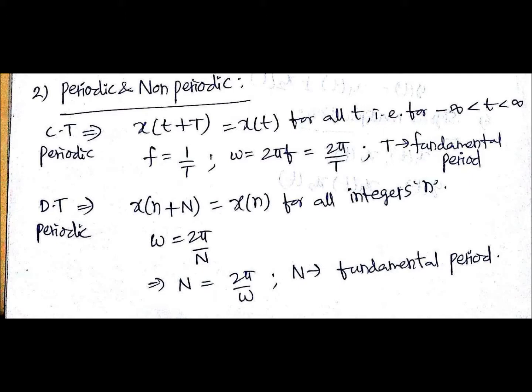Similarly, in case of discrete time, periodic is defined like this: x of n plus capital N equals x of small n for all integers n. So here angular frequency omega is 2 pi by capital N, and capital N is equal to 2 pi by omega. And similar to continuous time, capital N is the fundamental period.